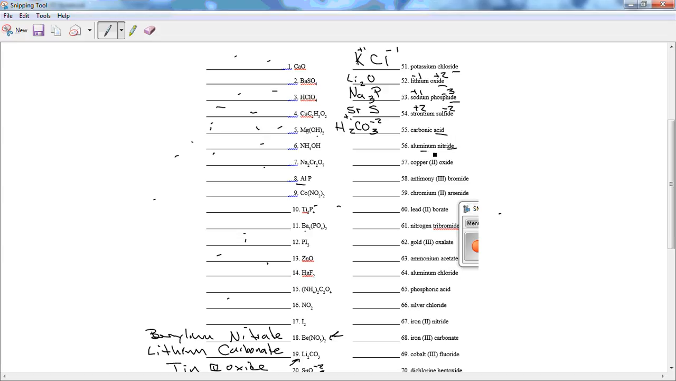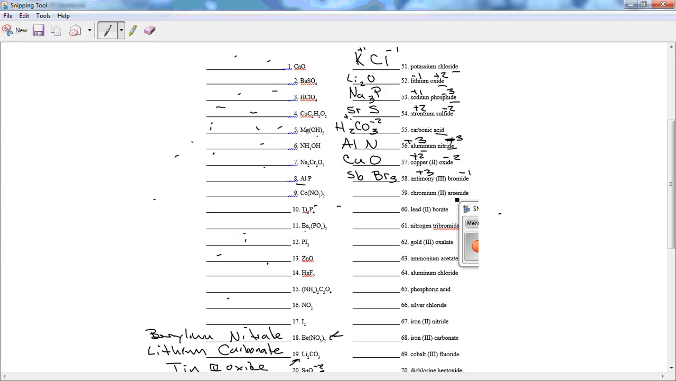Aluminum nitride, still metal in IDE, so it's Al and N, plus 3, minus 3, so they're just ones. Copper 2 oxide, so the 2 tells me the charge of copper is a plus 2, oxygen's a minus 2, so it is CuO. Antimony 3 bromide, plus 3, minus 1. Antimony is Sb, Br, and I need 3 bromines to offset the plus 3 on the antimony.